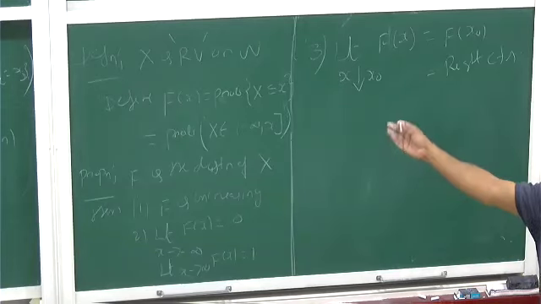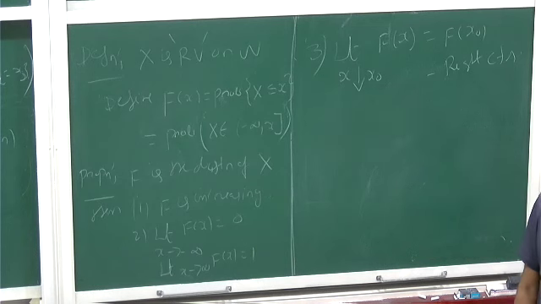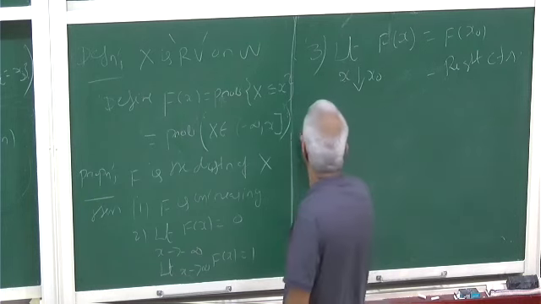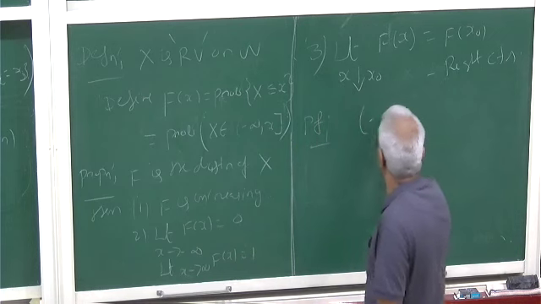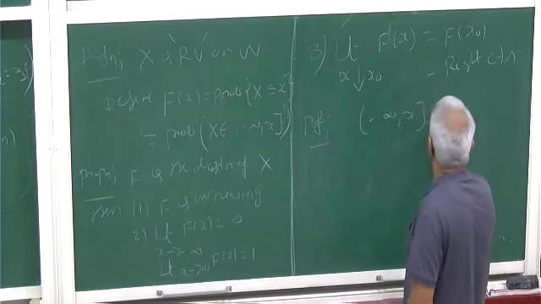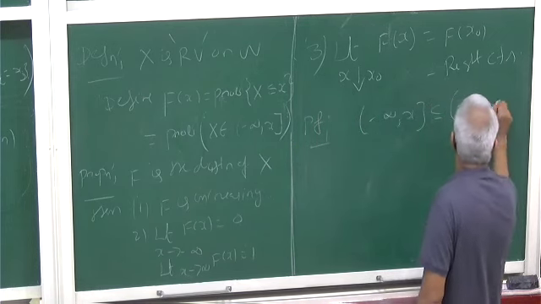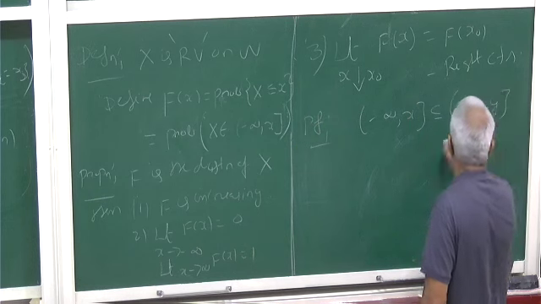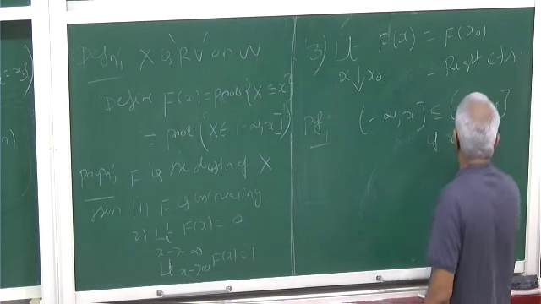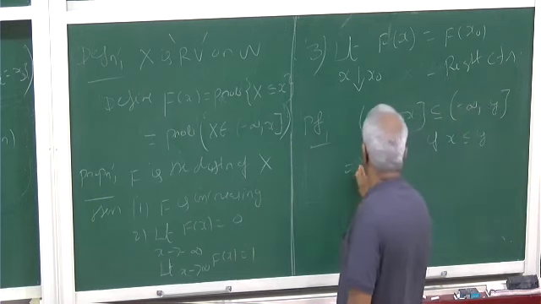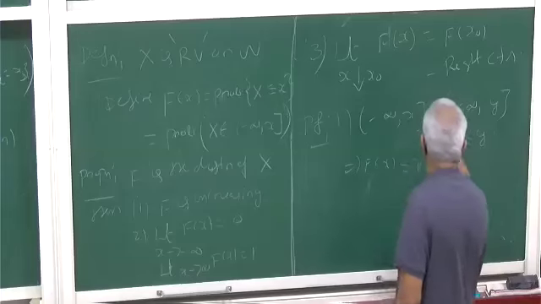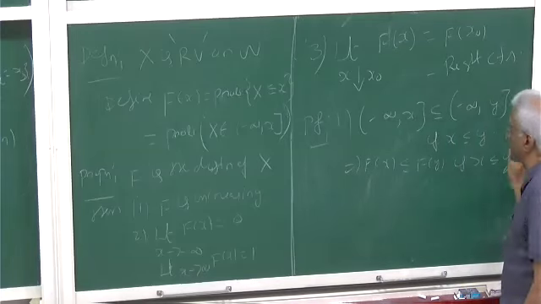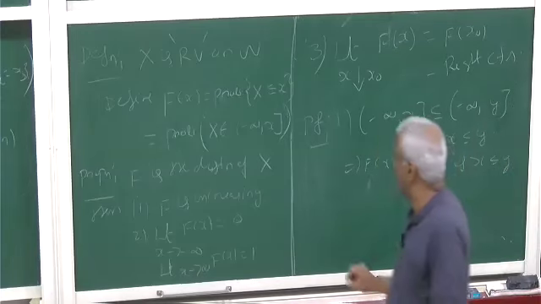F is this distribution. Given an x, you have an F uniquely. So it's clear that (-∞, x] is contained in (-∞, y] if x is less than or equal to y. So this implies F(x) is less than or equal to F(y) if x is less than or equal to y. Okay, so the first property is clear.